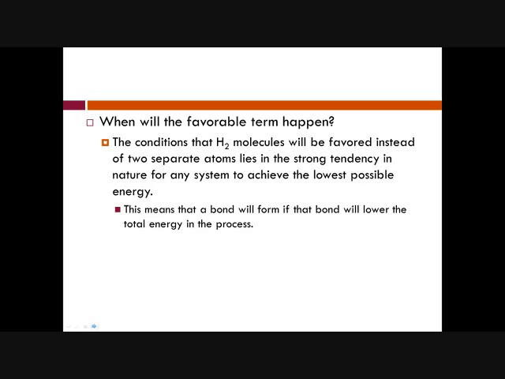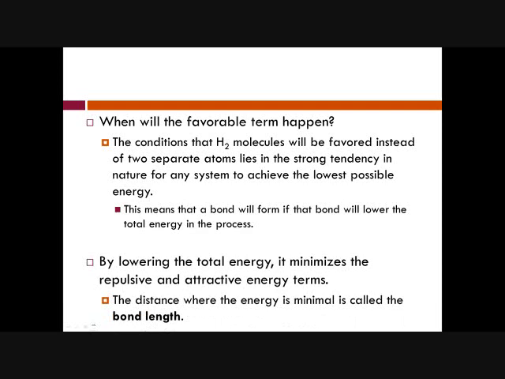So that's why we don't just find random oxygen atoms by themselves. Oxygen's always paired up with another oxygen. Okay? So when you have the lowest total energy, it minimizes the repulsive and attractive energy terms. And this distance, when the energy is minimal, is also called the bond length. They measure it in either nanometers or something that starts with an A that I can't remember right now. But that's where we get into bond length.